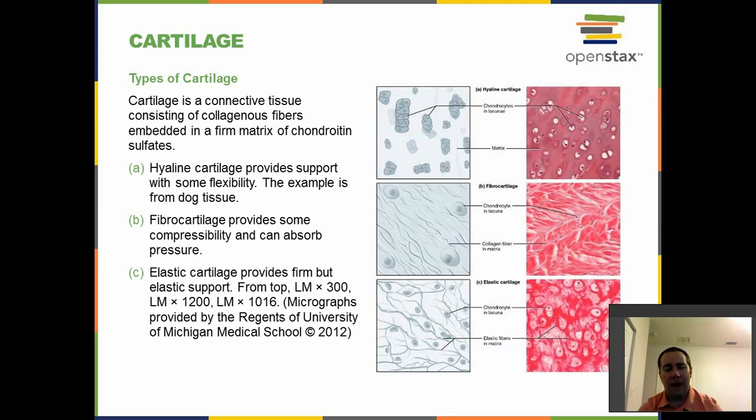The third type of cartilage is elastic cartilage. This is something that can hold up its own weight, and it provides some structure, but is designed to be very, very flexible. And the best example of that is your ears. Your ears stand up on their own. But if you put any force on them at all, they just fold right over.